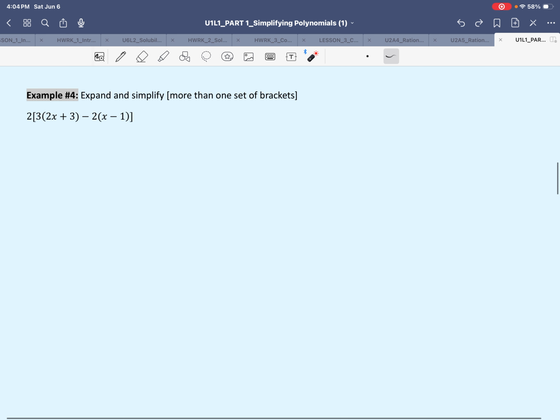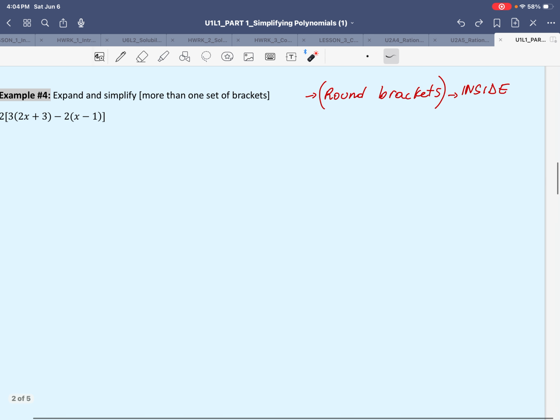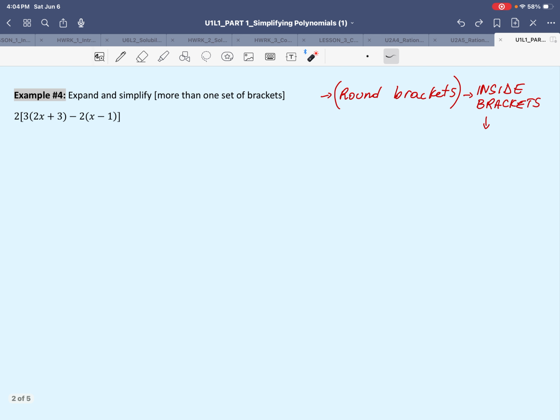So in example number 4, we are expanding and simplifying. We have more than one set of brackets. As you can see, we have round brackets, and then we have square brackets outside it. Now we treat the round brackets as the inside brackets, which means that they have priority. They are done first, and then we remove the square brackets. So remember these rules. Round brackets are called the inside brackets, and the square brackets are the outside brackets, so they are done second.